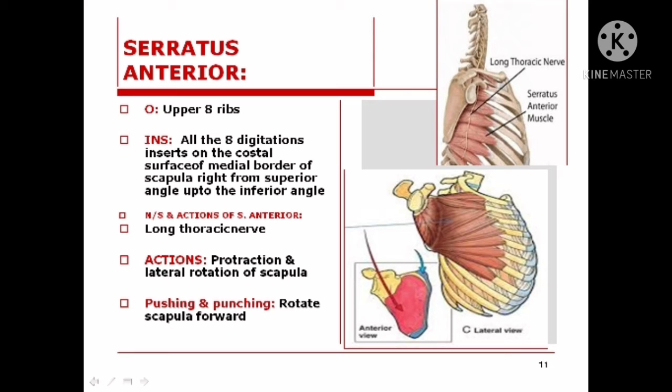You can very well see the long thoracic nerve which is descending down upon the mass of the muscle, and this particular muscle is supplied by this long thoracic nerve which arises from the brachial plexus. The actions of the muscle are protraction and lateral rotation of the scapula. This muscle is used in pushing and punching.